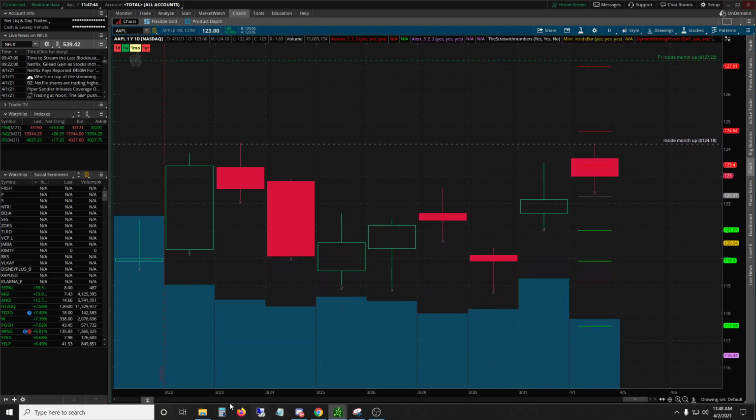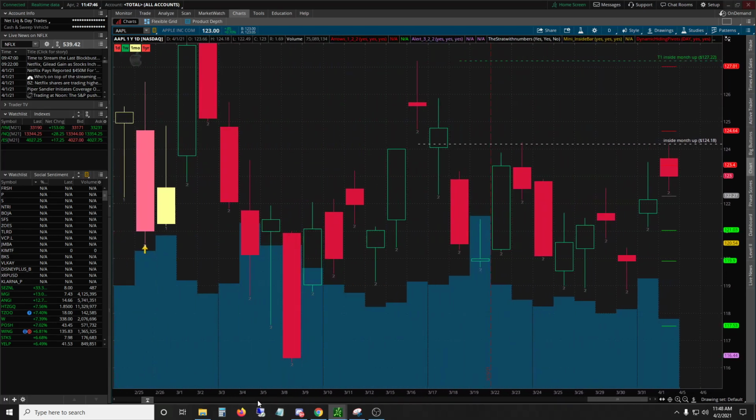So in this case, zoom back in, I'd probably look at this one here as target one. Look at this here for target two. So that's probably what I would do on these.